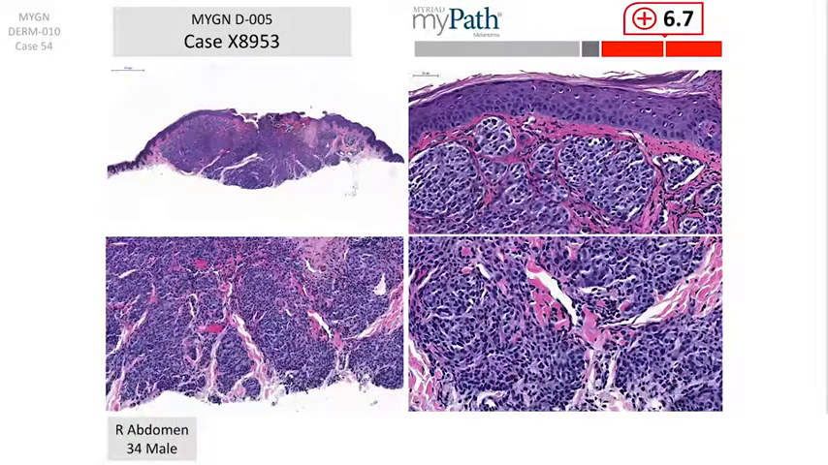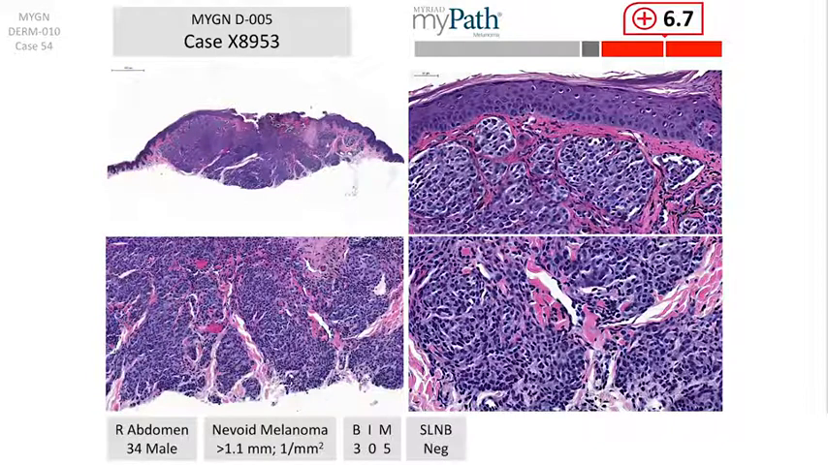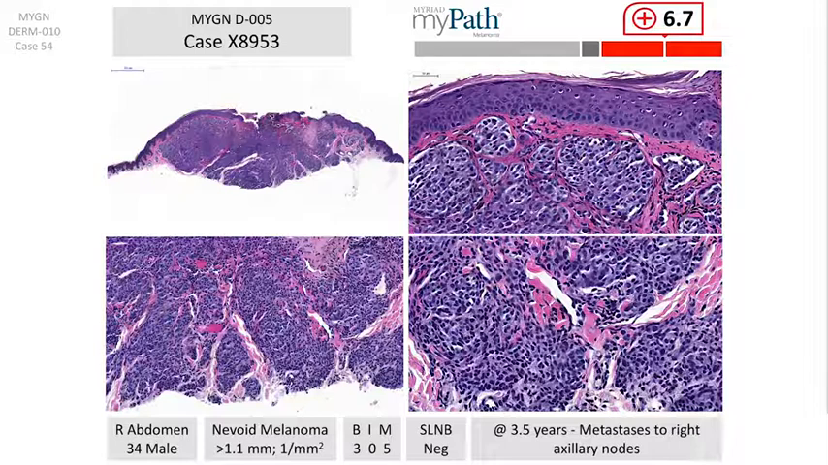And for this lesion from the abdomen of a 34-year-old male, favored diagnoses ranged from traumatized nevus with reactive atypia to nevoid melanoma. The myPath score was squarely within the malignant range at +6.7. A sentinel lymph node biopsy was performed and was negative, but 3 years later, metastatic melanoma was detected within multiple right axillary lymph nodes. When a melanocytic neoplasm is ambiguous, clinical outcomes offer the only objective evidence of what is genuine melanoma and what is not. And our data have shown that the myPath result and the patient outcome align in the vast majority of cases.